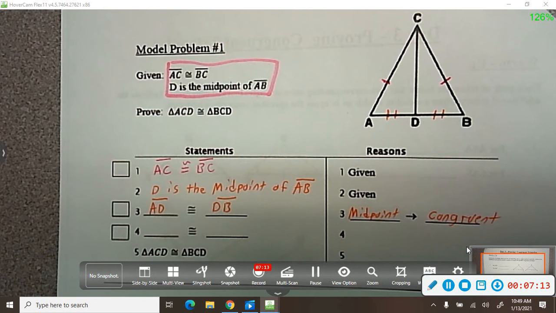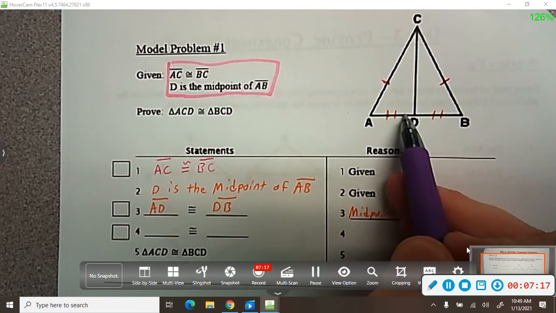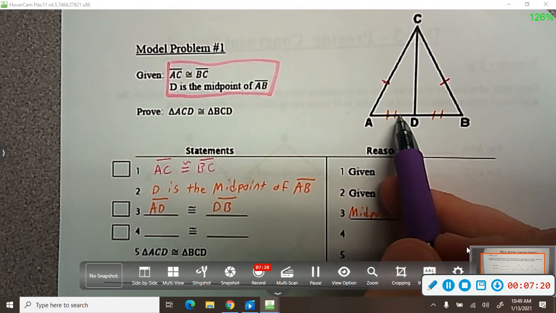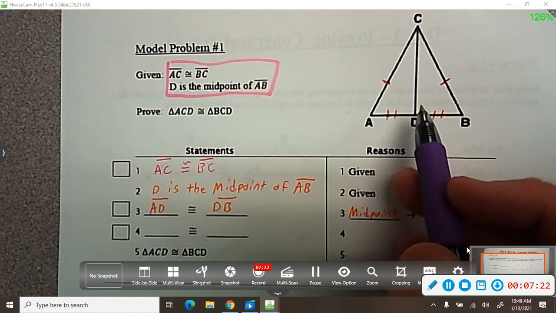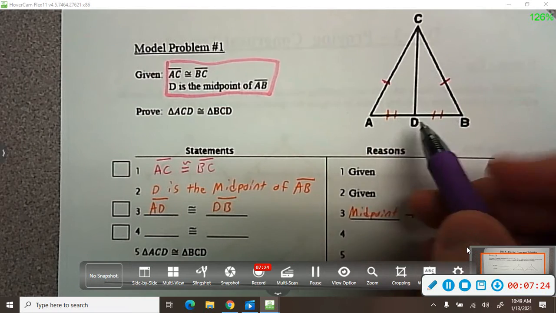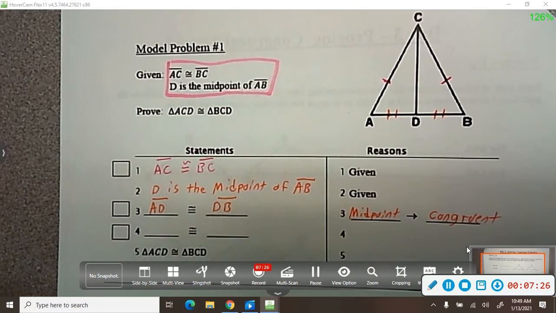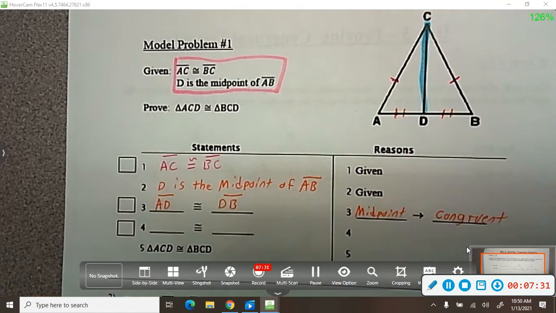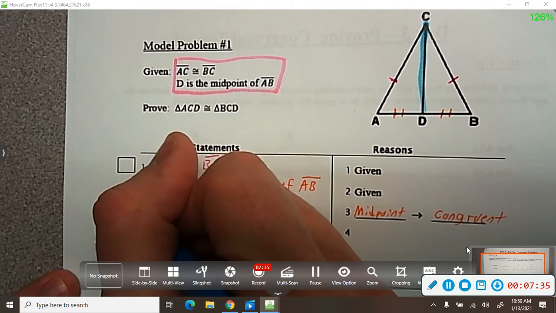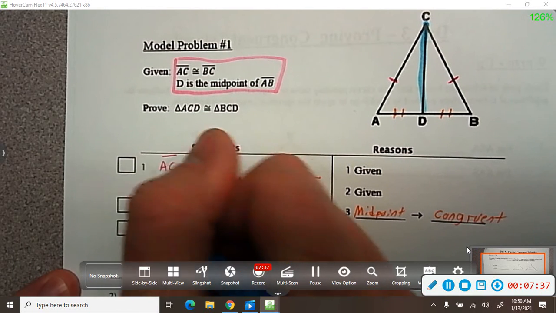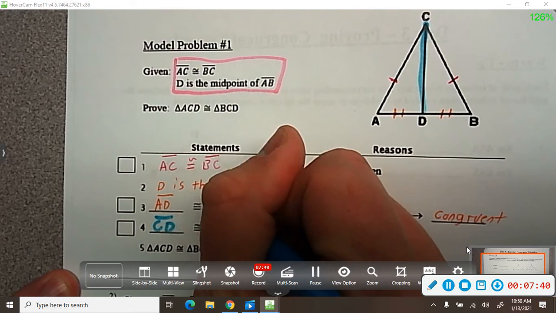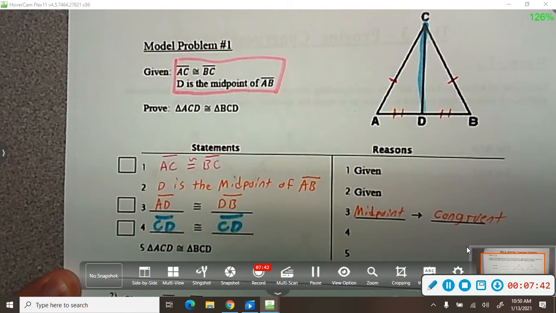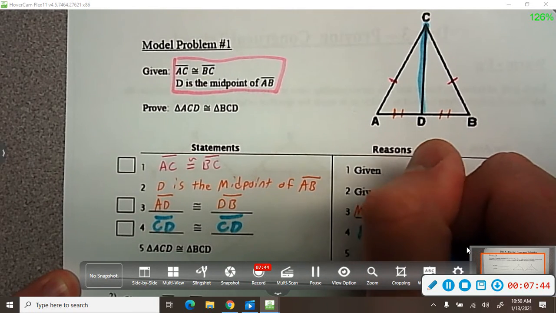And then from there, we know nothing about the angles. This could be 90 degrees. We don't know that. But we do know that CD equals CD. So we know that because they share that same side, they must be congruent. So then I could say that CD is congruent to CD. And that is always going to be the reflexive property.